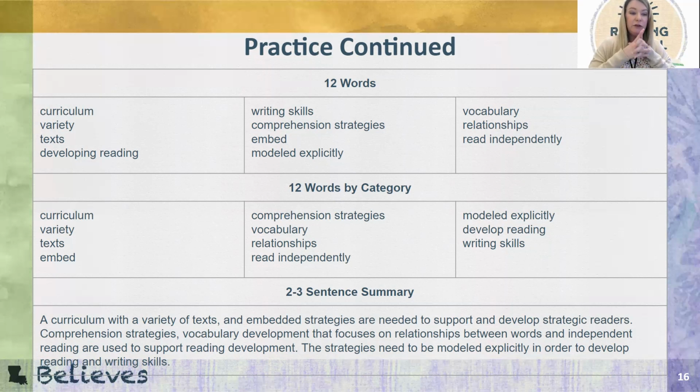So my first sentence, I'm using those first grouping of words. A curriculum with a variety of texts and embedded strategies are needed to support and develop strategic readers. Here's my next grouping. Comprehension strategies, vocabulary development that focuses on relationships between words and independent reading are used to support reading development. Last grouping of words. The strategies need to be modeled explicitly in order to develop reading and writing skills. So that's kind of how it all flows together.